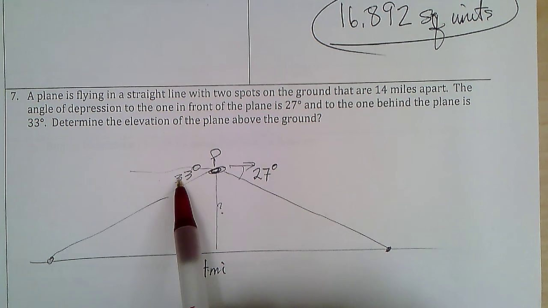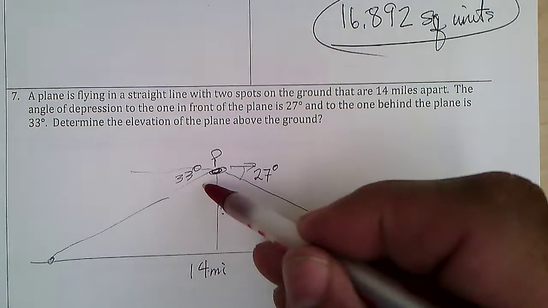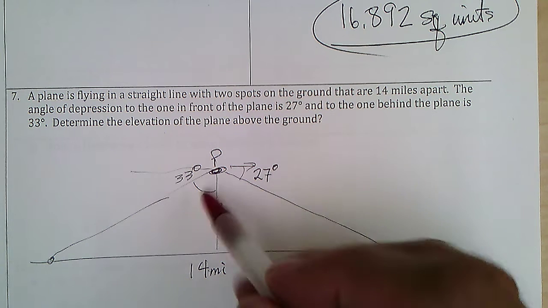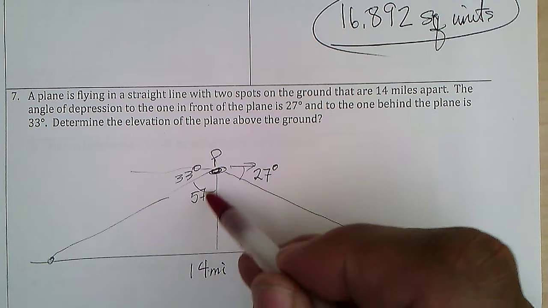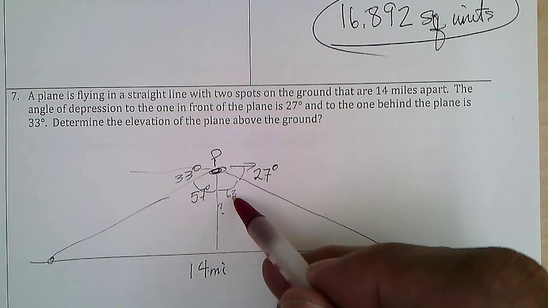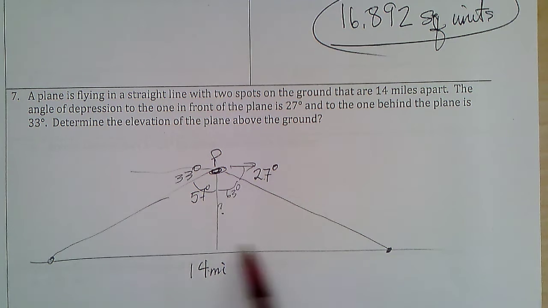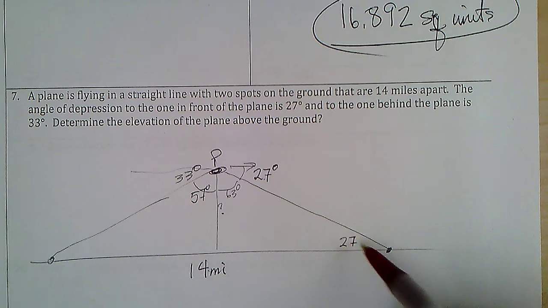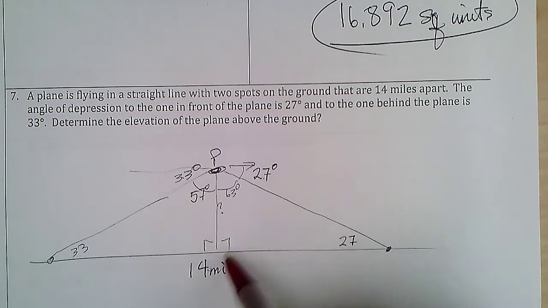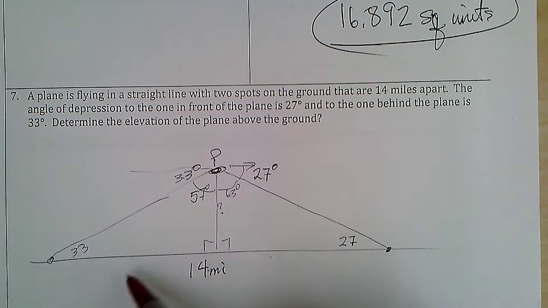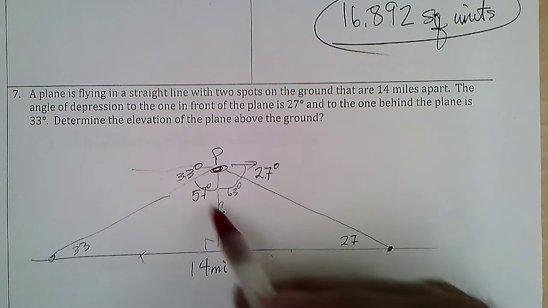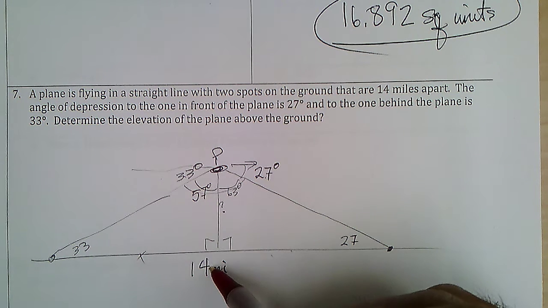So if this is 33, this has to be 90 minus 33, or 57. And 27 from 90 is 63. But we don't know anything else in these triangles other than this is 27, this is 33, and this is 90. We don't know these sides. Now I could say x here and 14 minus x, and you can work it out that way. But let's just use this whole angle and this side.